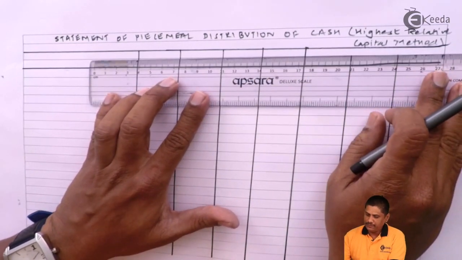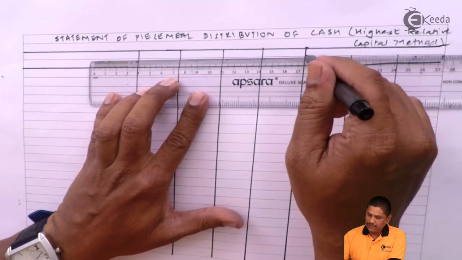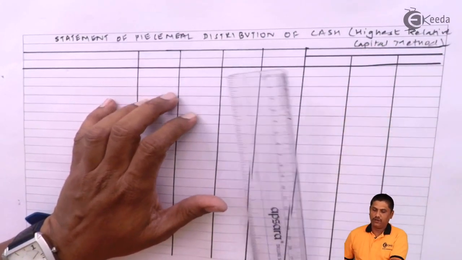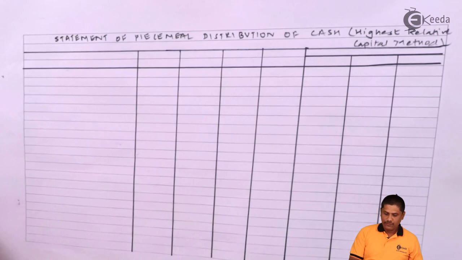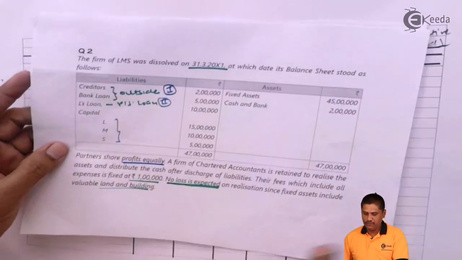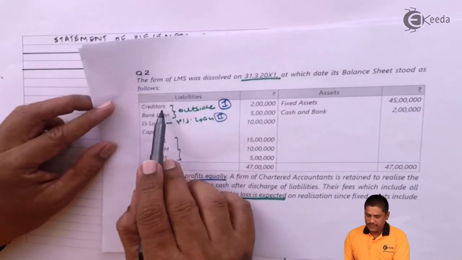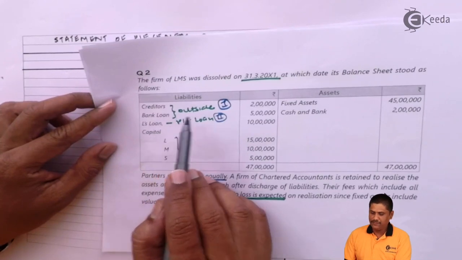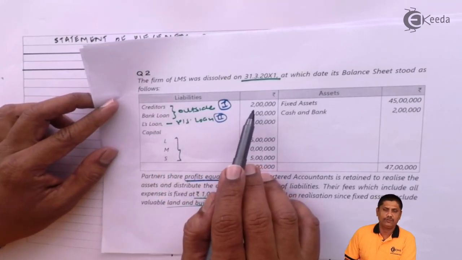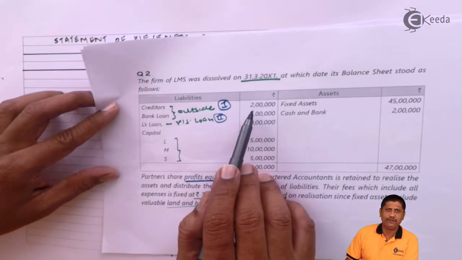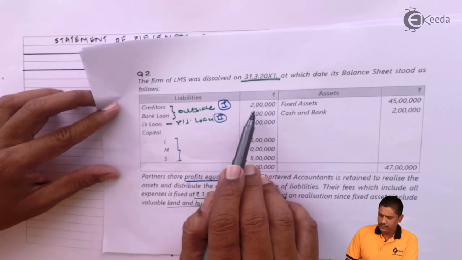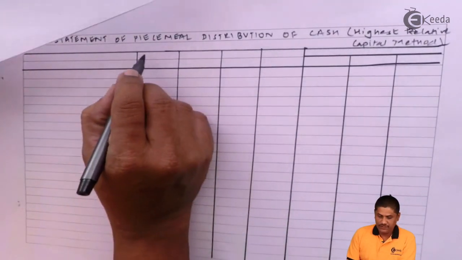Very easy to prepare. Only thing, keep in mind how many liabilities are there, those many columns will be there. So in our question, they have given you various liabilities. Creditors and bank loan are the outside liabilities. If you don't have sufficient cash to pay them in full, we will pay them in the ratio 2:5. So I am writing here first liability.